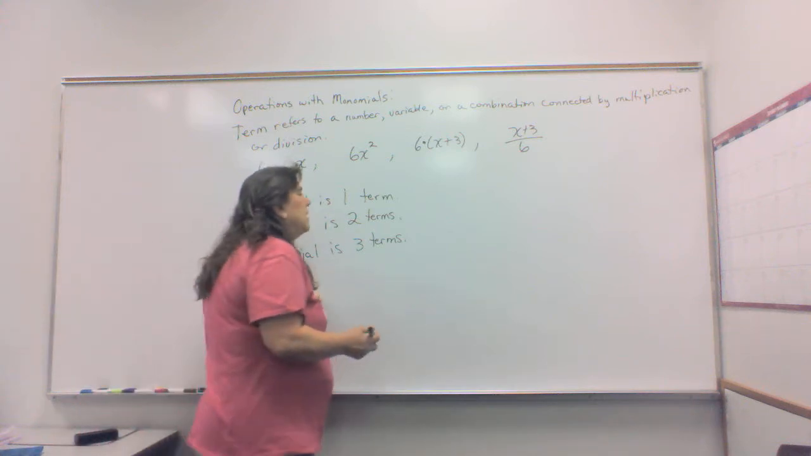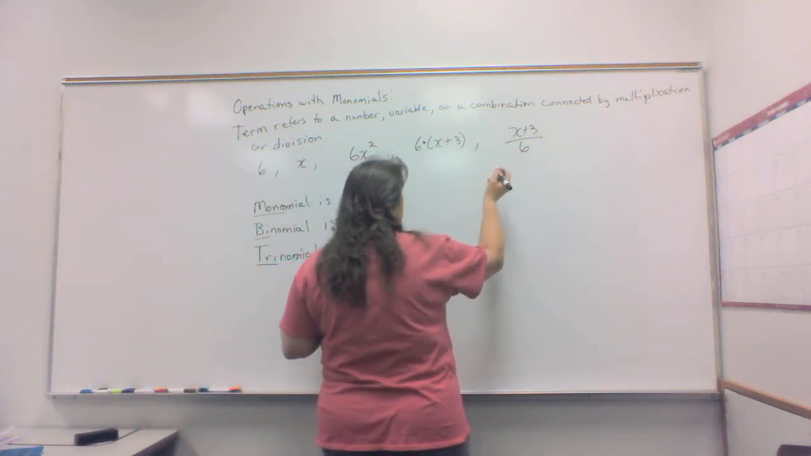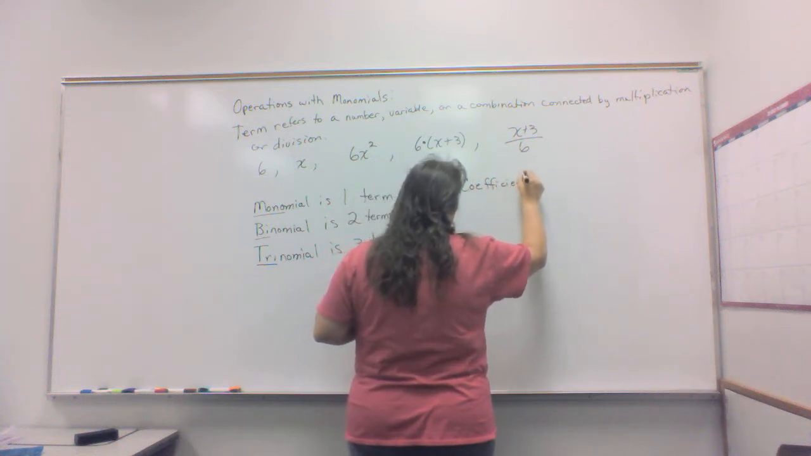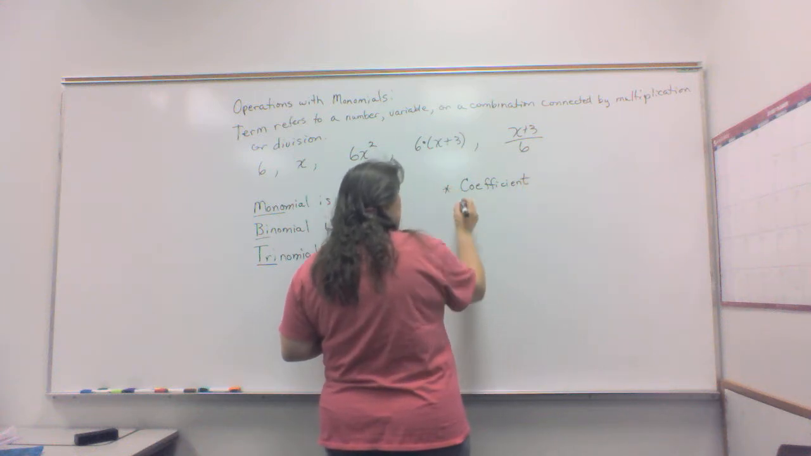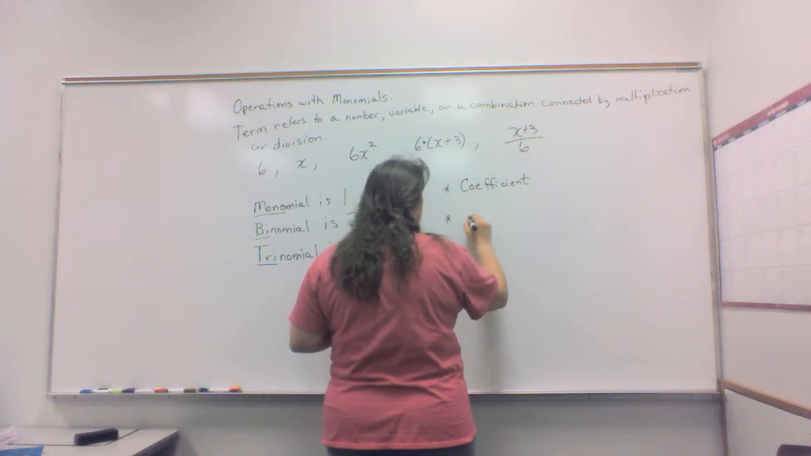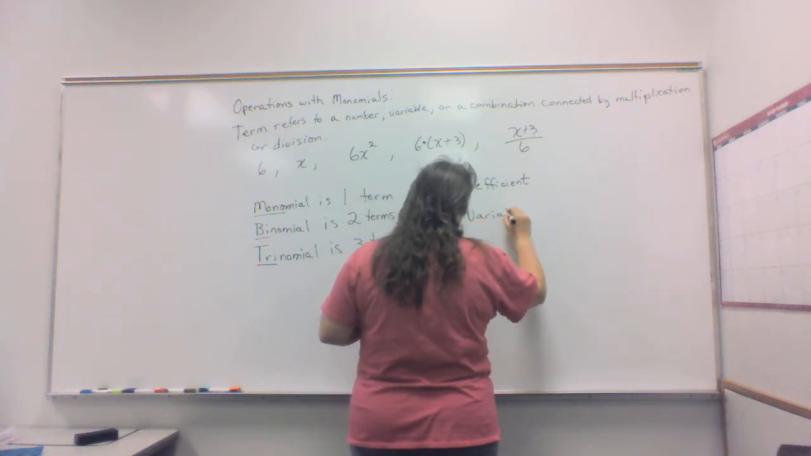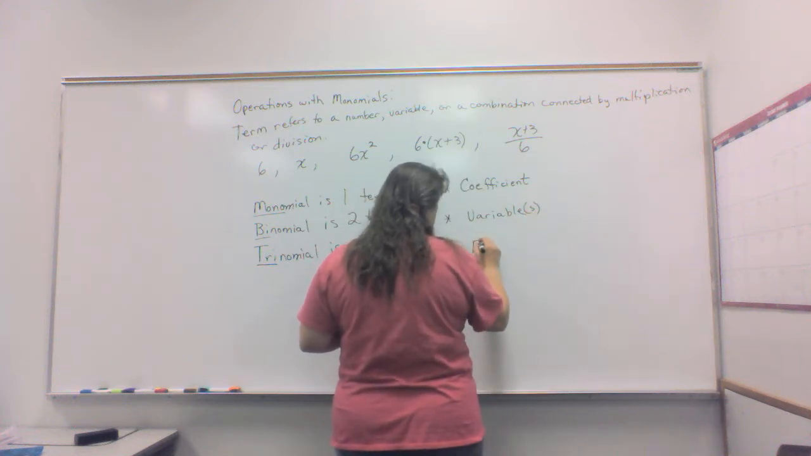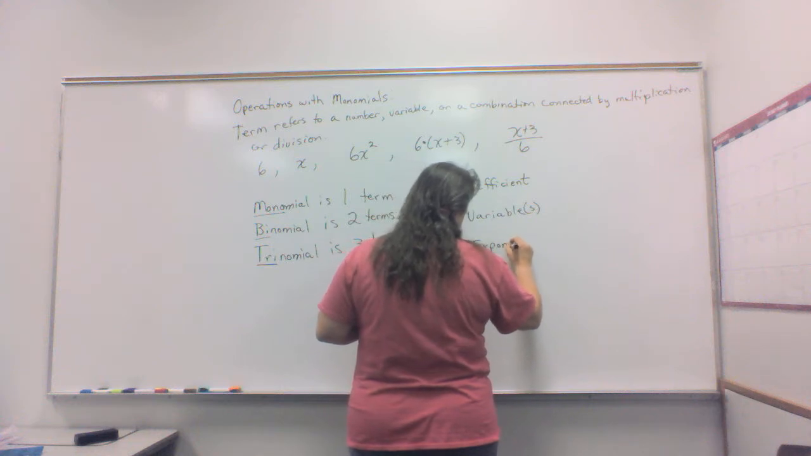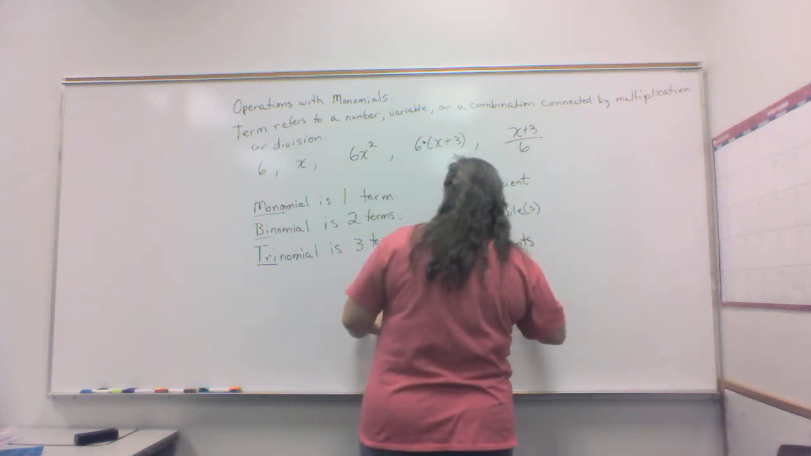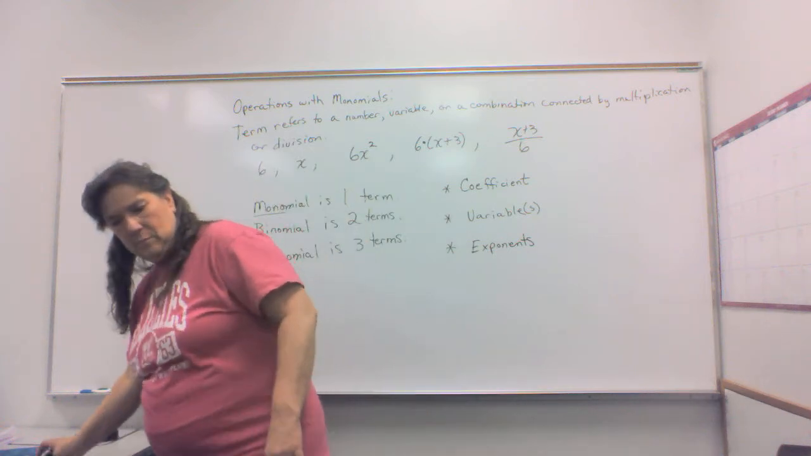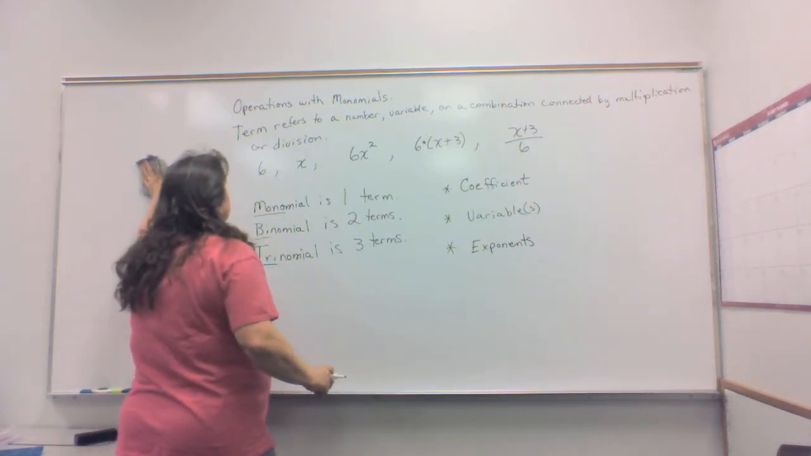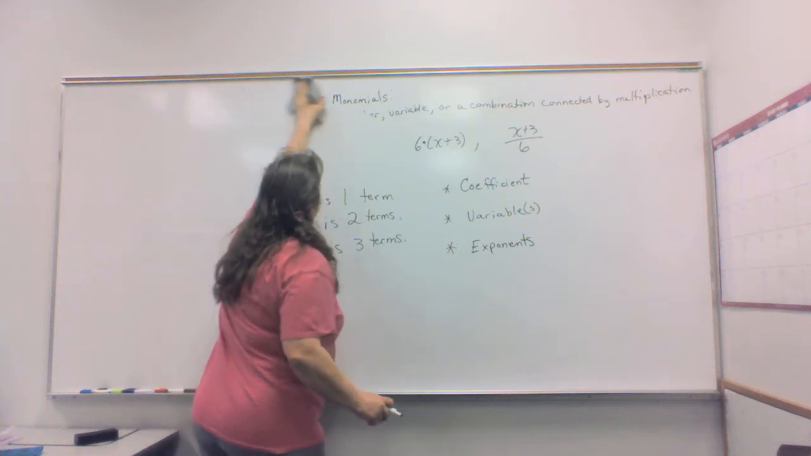Okay, a term or a monomial is made up of a coefficient, variable, and possible exponents, or more than one variable with exponents. These are the 3 things possible. Okay, so those are the things that we look for in terms. So let's look at some examples and exactly what that means.